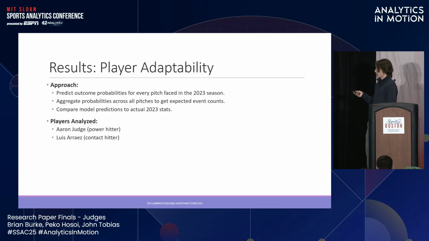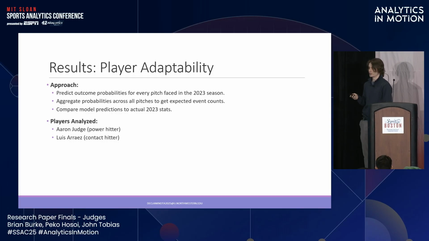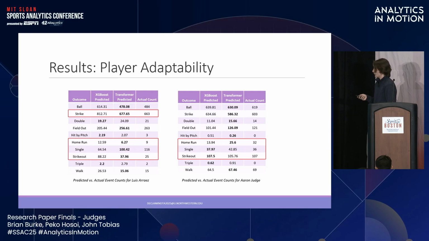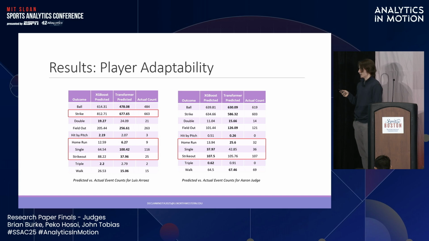What we could do is, for a given season, predict the outcome probabilities for every pitch that they've faced and aggregate them to get an expected event count for each type of outcome. We can then compare that to the actual counts they had that season. When we do that, we get these 2 tables. On the left, we have Arias, and on the right, we have Aaron Judge. The insight to gather from these is that the transformer model is actually able to learn about that player's unique hitting style and adjust its predictions based on that.